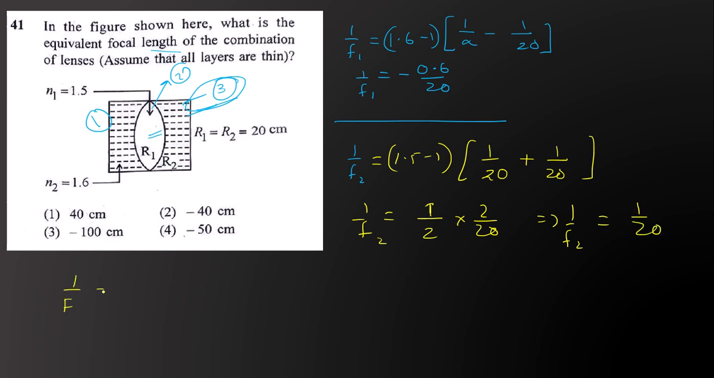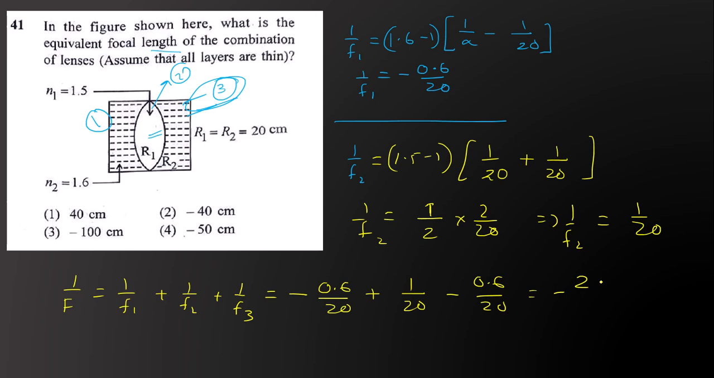So the focal length of the combination will be 1 by f1 plus 1 by f2 plus 1 by f3. 1 by f1 and 1 by f3, they are the same. Therefore, this will be equal to minus 0.6 by 20, then plus 1 by 20, minus 0.6 by 20. So this is minus 1.2 divided by 20 plus 1 by 20. So this will be equal to minus 0.2 by 20.